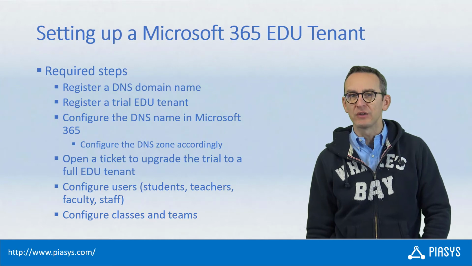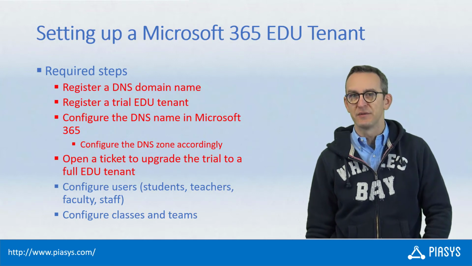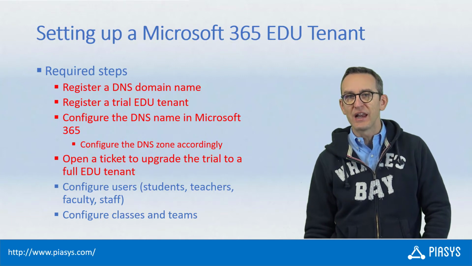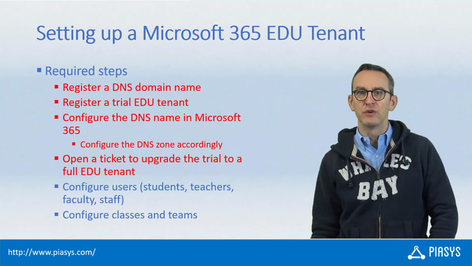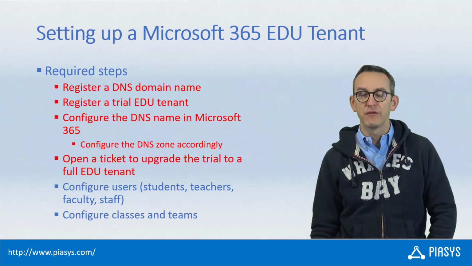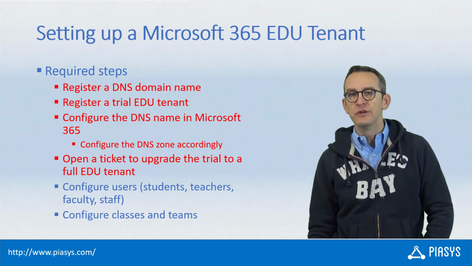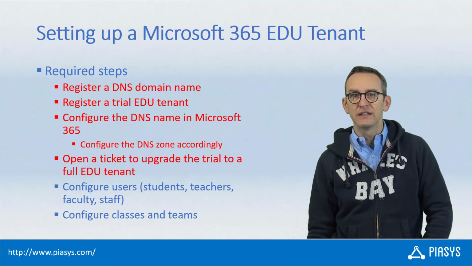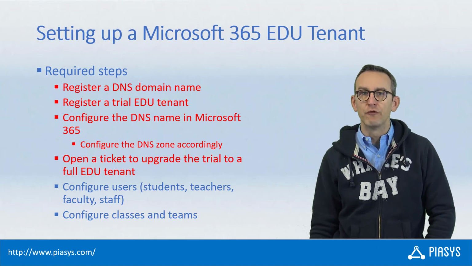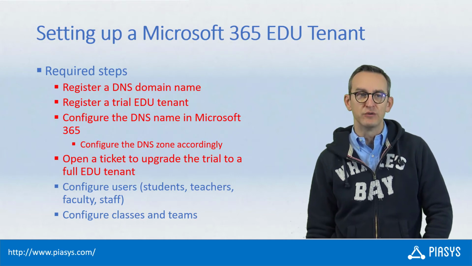Today we keep on talking about how to set up a Microsoft 365 EDU tenant. Specifically, in order to do that, you need to register a custom DNS name for your school. You have to register a trial license of Microsoft 365 EDU, as we saw in the previous episode. And then you need to use the admin UI of Microsoft 365 to register your custom DNS domain name, as well as use the same admin UI to open a ticket in order to request the upgrade to a full education tenant license for your Microsoft 365 EDU tenant.